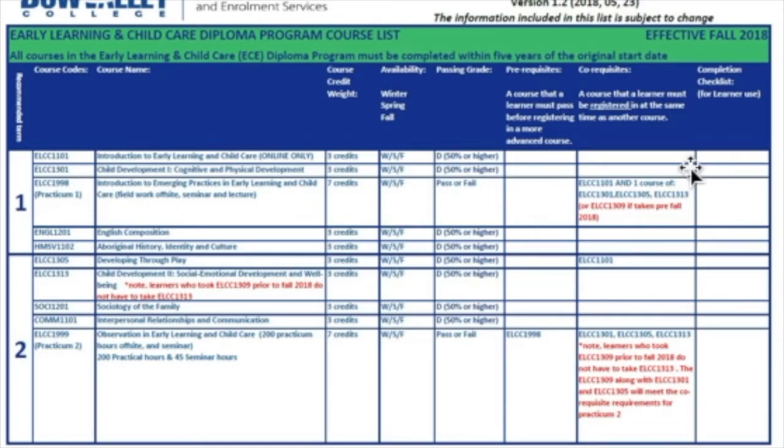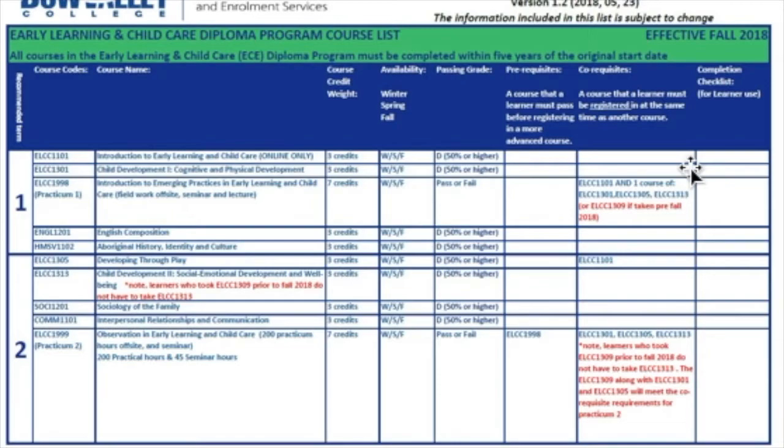We have a really great tool to help you navigate your program and courses. This tool is called your Program Course List, and you can see it on the screen now. I'm going to go through each column on this page from left to right. This program course list is for our early learning and childcare program, but there is one of these for every career program at the college.